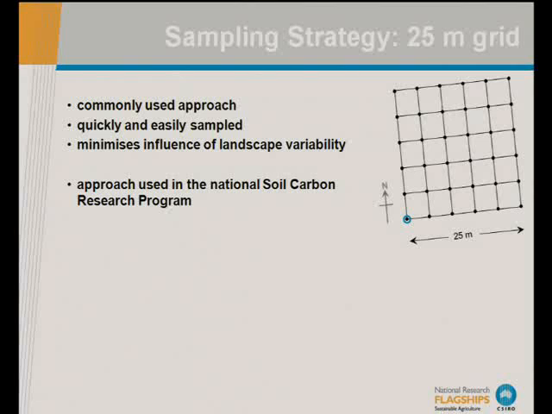So, moving on to our sampling strategies, I think most people will have heard of the 25-metre grid sampling approach, where a 25-metre grid at 5-metre intersects is put down within a paddock, and it can be laid out relatively quickly. It's a common approach, and it tends to minimise the influence of landscape variability on the results. And this is the approach that's been taken in the National Soil Carbon Research Programme.